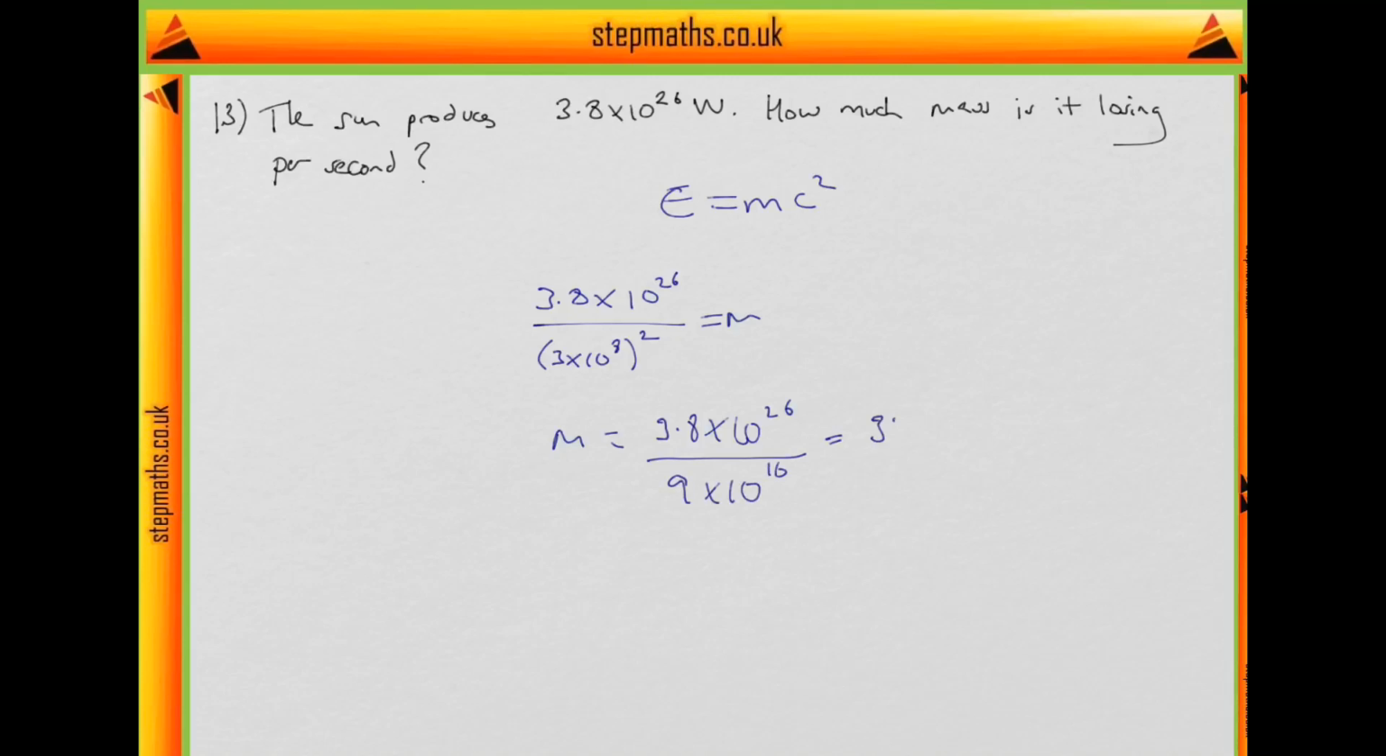Well, that's 38 times 10 to the 25 over 9 times 10 to the 16, and that's approximately equal to 4 times 10 to the 9, and that's in kilograms per second. So that gives us the answer of A, which is 4.2 times 10 to the 9 kilograms per second.